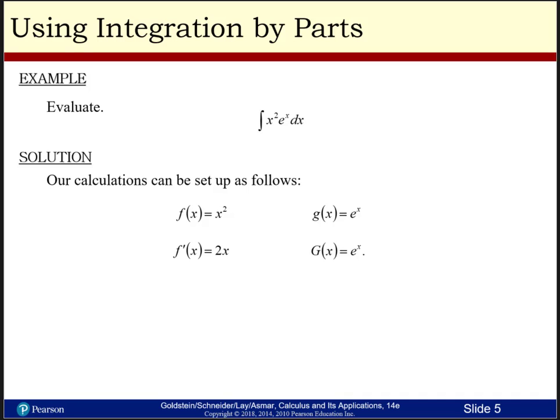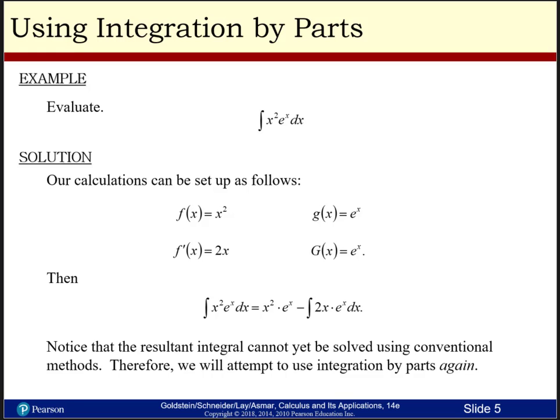So what we end up with when we put this into our formula for integration by parts is our f, which is x squared, times our antiderivative of g, which is e to the x, minus the integral of, next comes our derivative of f, which was 2x, times our antiderivative of g, and then take that integral with respect to x. So notice that that integral is not easy to solve. I have to do integration by parts again.